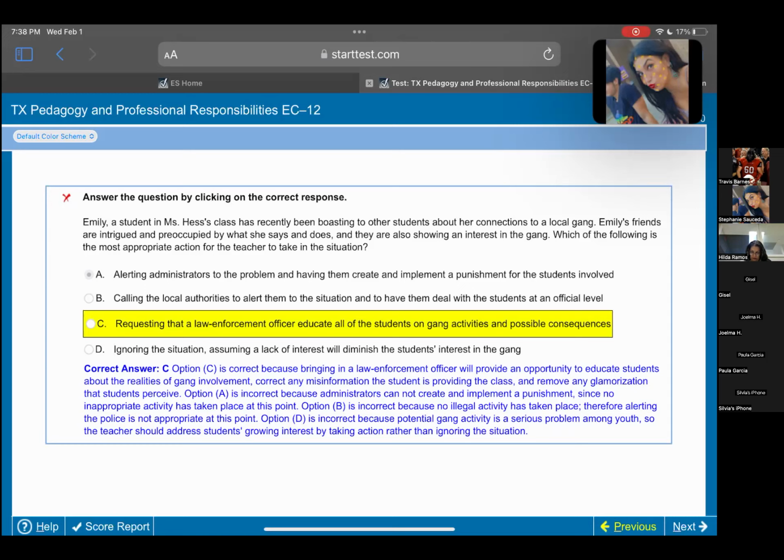So C is correct, because bringing in the law enforcement officer will provide an opportunity to educate students about the realities of gang involvement, correct any misinformation that the student was providing to the class, and then remove any glamorization that the students perceive. Because what the student could be saying is, oh, it's family, yeah, it's a family, and then they'll kill you if you mess up or throw you in jail. So they remove all of that dressing and show it for what it is. All right, next question.